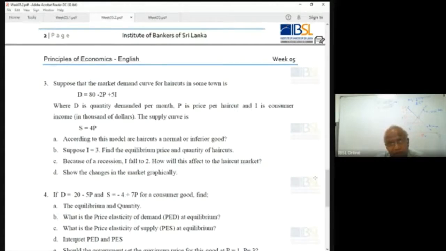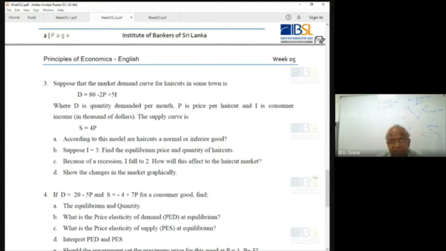Why do I say plus? This is plus 5, income and demand. Price and demand is minus 2, but here we are talking about income and demand, which is plus. According to this equation, haircut is a normal good, not an inferior good. Now, next question.